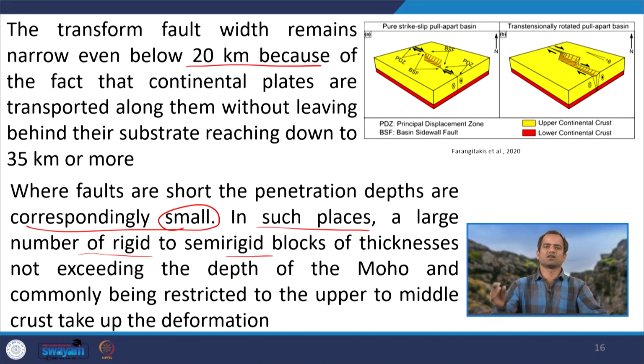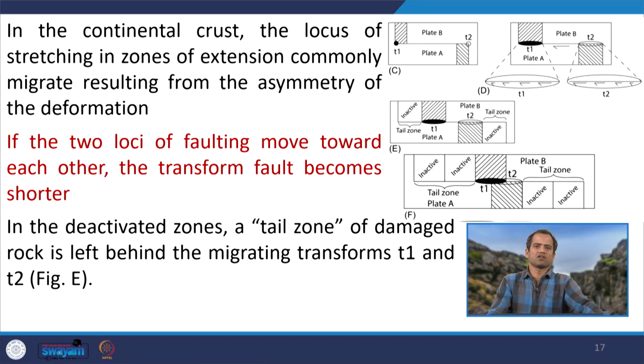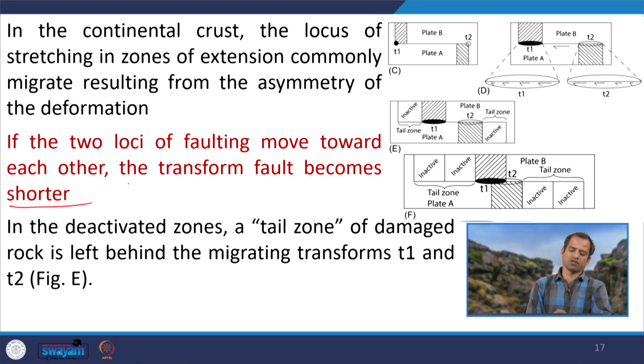So, in that case there is segment-wise deformation along the middle and upper part of the crust which takes up the deformation of this transform fault. And where it is a rigid transform fault, it can move to depth. Where it is a long transform fault, its depth component is also more. And in the continental crust, the locus of the stretching in the zone of extension commonly migrates as a result of the asymmetry of this deformation. If the two loci of the faulting move towards each other, the transfer fault becomes shorter, that we have discussed earlier.